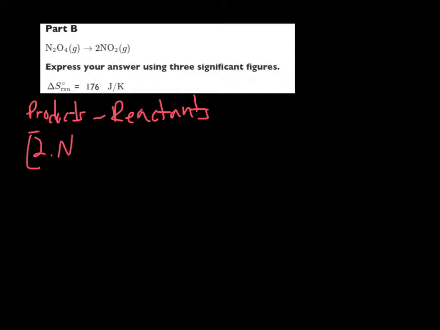Part B of the problem wants us to find the delta S, and you can solve that the same way you solve for the delta H. It's products minus reactants. So products minus reactants. We know what this is already: 2NO2 minus N2O4. So what are the values?